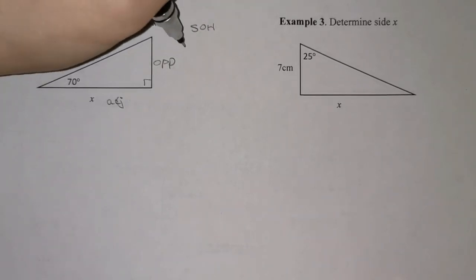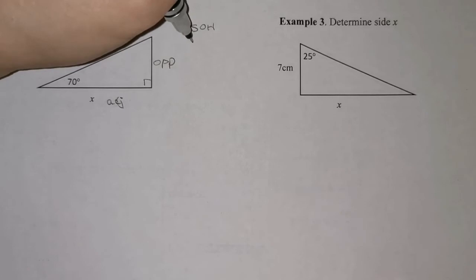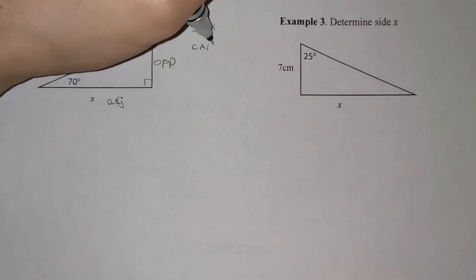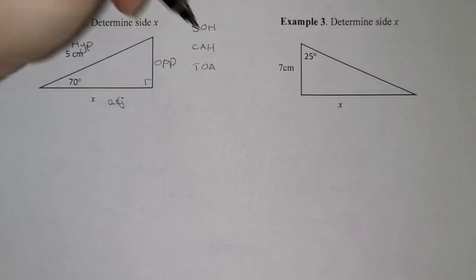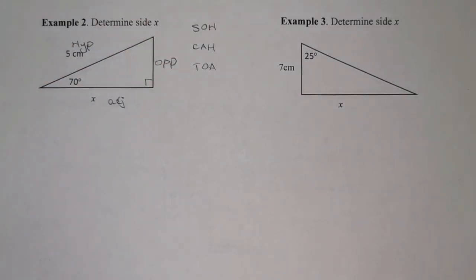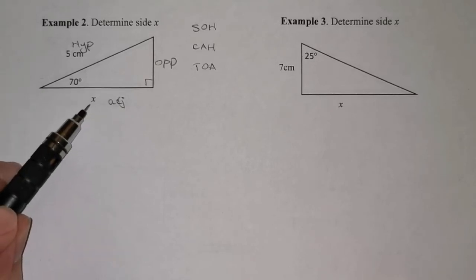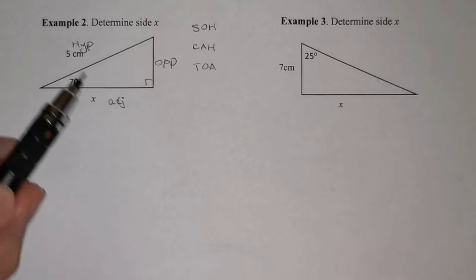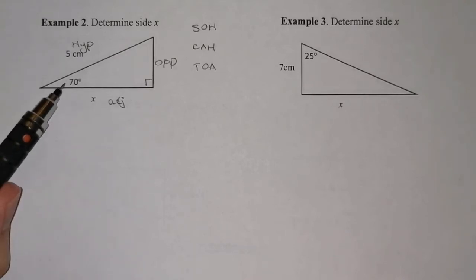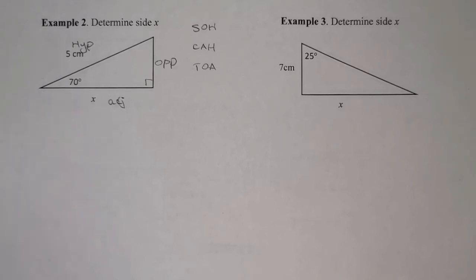Sine is opposite over hypotenuse. Cosine is adjacent over hypotenuse. And tan is opposite over adjacent. Okay, so we want to find side x, the adjacent side, and we have the hypotenuse and the angle. So we want to look at what is possible.